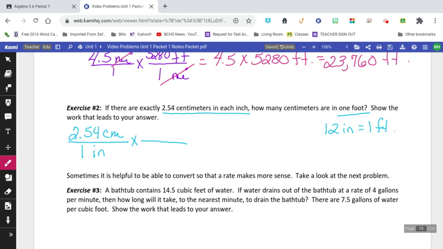So what do I know? I know that there are 12 inches in 1 foot. Now the inches cancel. I'm left with 2.54 times 12, which is 30.48 centimeters.